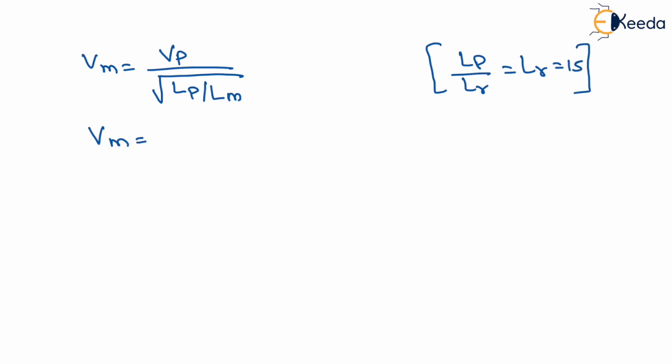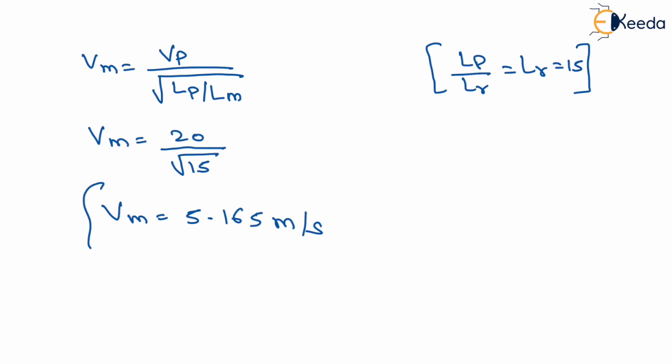Now we have to find the velocity of model, and we know the value of velocity of prototype, it will be equal to 20, and the value of LR, we know that it will be equal to 15. So we will write here under root of 15. After solving this, we will have the velocity of model equals 5.165 meter per second. That is the velocity of model.